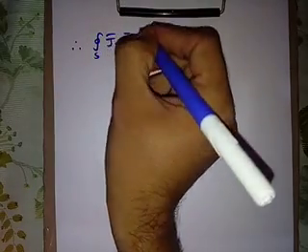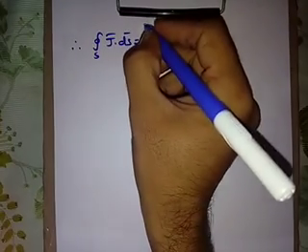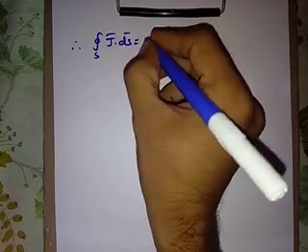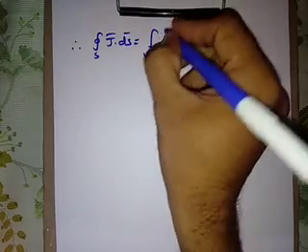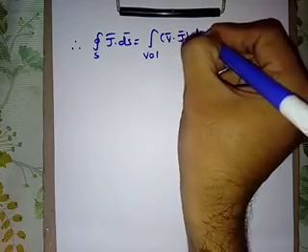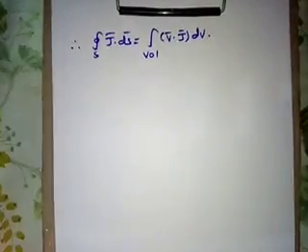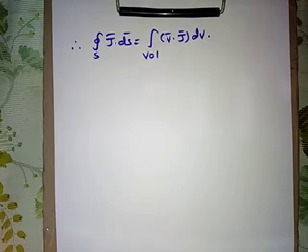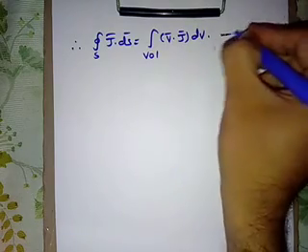Therefore, we have the closed surface integral of j bar dot ds bar, which is equal to the volume integral of del dot j bar dv. So it is converting the surface integral to a volume integral. Take it as equation 3.